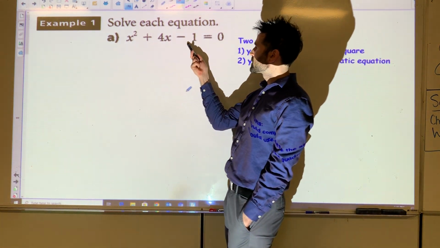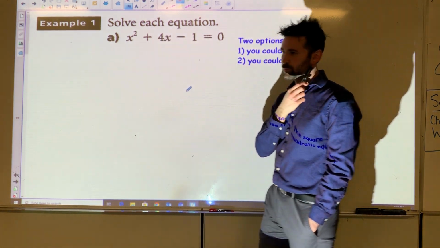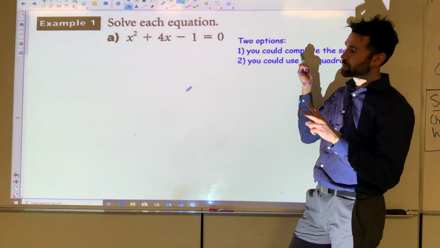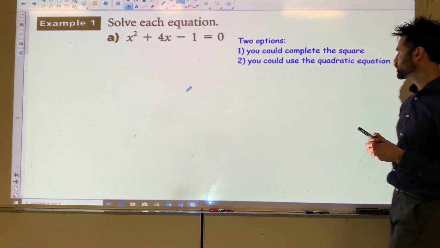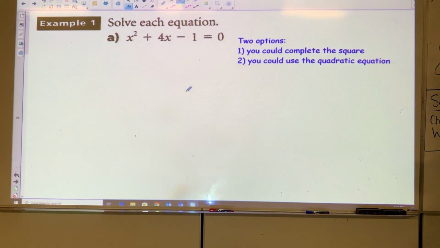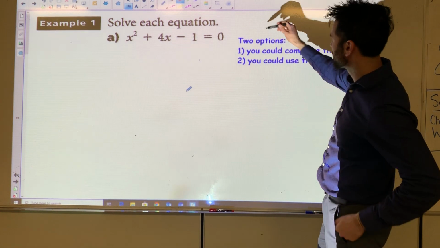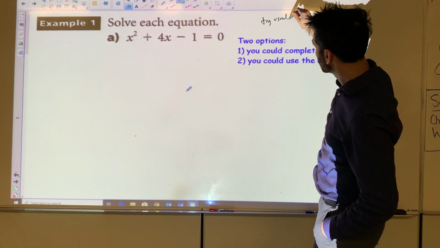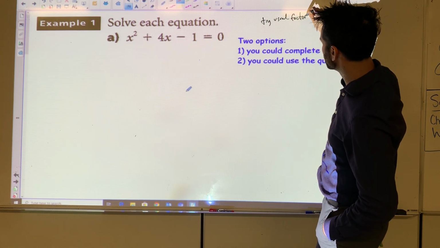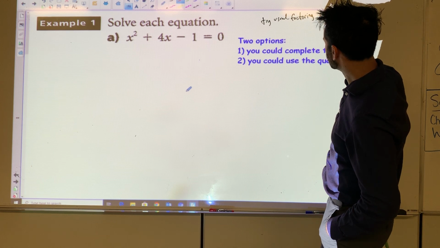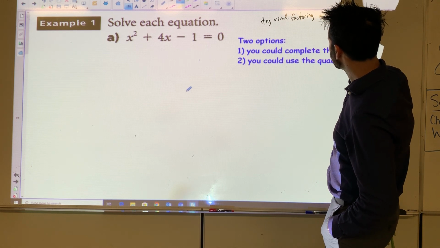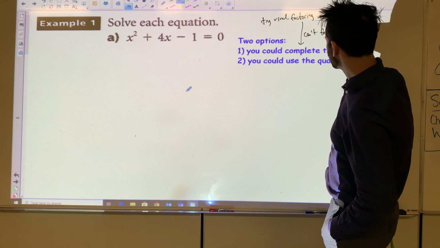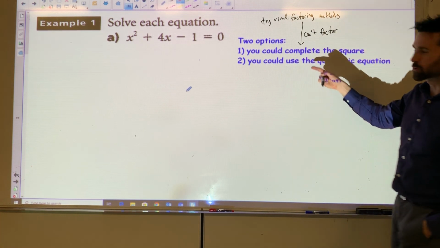Can we factor two numbers that multiply to this and add to positive 4? It's not going to happen. So now you have 2 options. You can complete the square, that'll give you an answer, or you could use the quadratic formula. But this happens after you've tried all the other options, right? So try the usual factoring methods we learned before, and then if you can't factor, well, you do this or you do this.